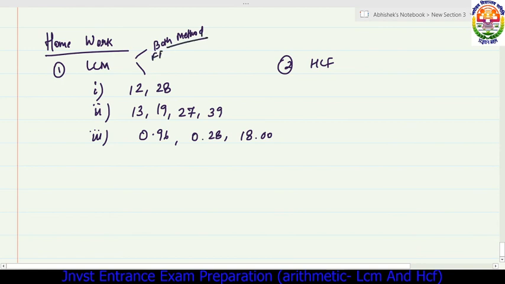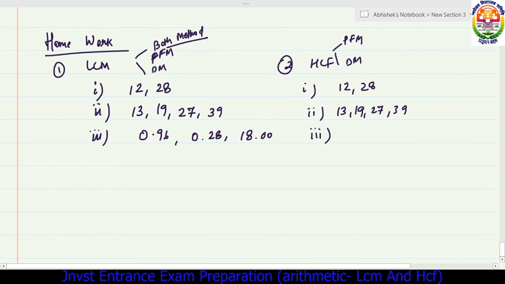Question number two, you will find the HCF by both methods, the prime factorization method and the division method. First, the same question, 12, 28. Same question, 13, 19, 27, 39. And the third is the same portion, 0.96, 0.28 and 18.00.